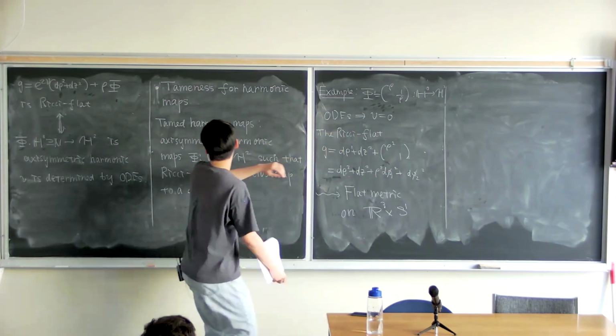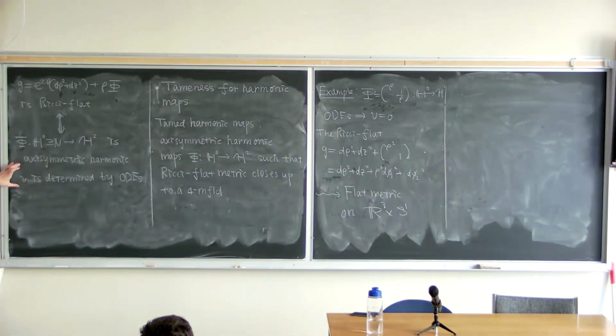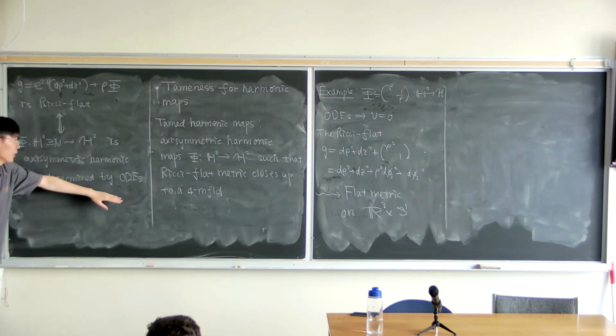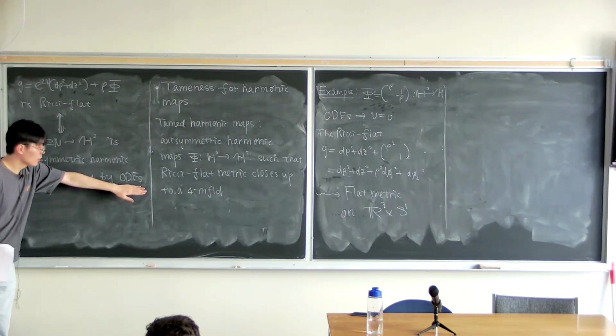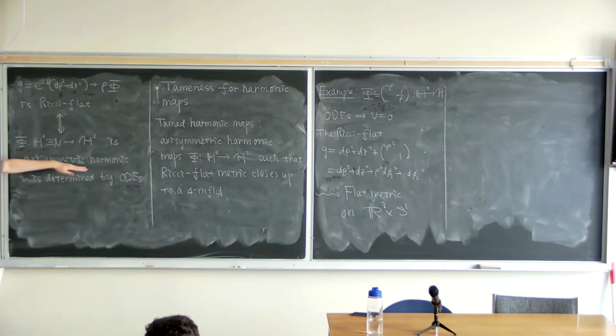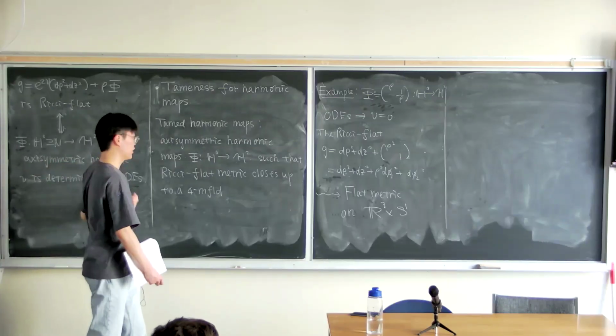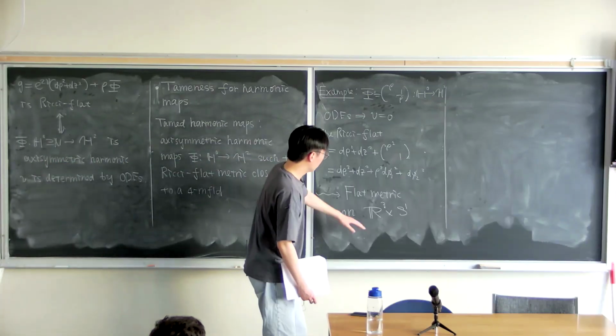And nu is determined by ODEs, like what I said here. I didn't show you this part. After you get this map phi, then you can... Okay. Maybe let me just say one more word. So nu will be determined by an ODE, and the compatibility condition for this ODE is exactly that phi being harmonic. That's why you can solve the ODE. All right, so let me continue.